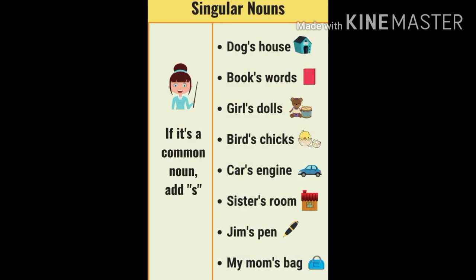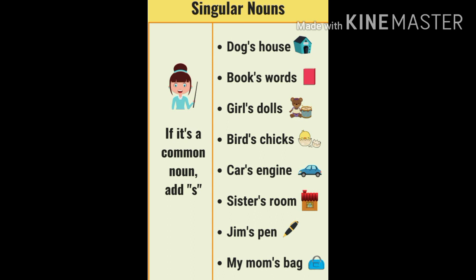It could be anything. It could be table, chair, pen, paper, doll, cat, dog, mouse, anything. Okay, so when you are forming possessive nouns from singular nouns, you simply add an s along with the noun with an apostrophe. Let us look at this example. Here we have dog's house. Did you see how it is written? Dog apostrophe s. Book's words.